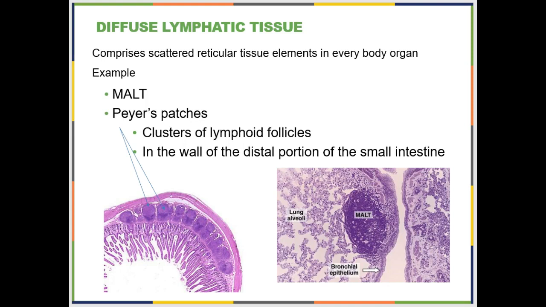And then Peyer's patches are a specific example of MALT. They can be seen down here where the arrows are pointing. And again, it's just lymphatic nodules that are part of the intestine. So you simply want to know that that's what Peyer's patches are.